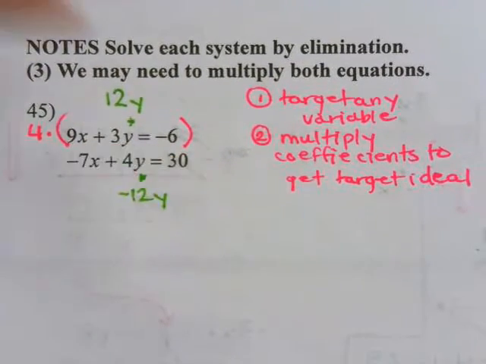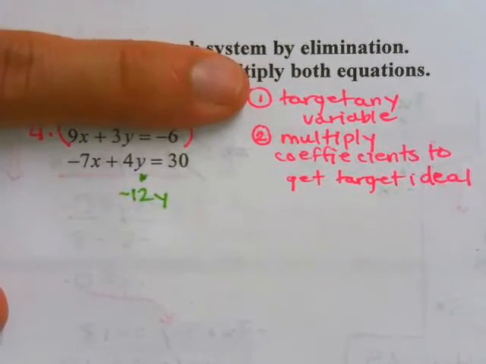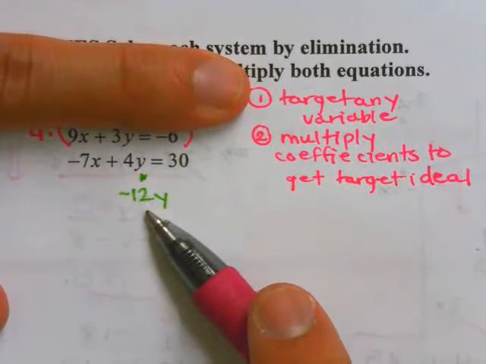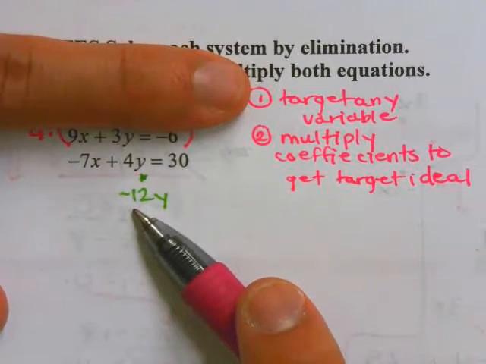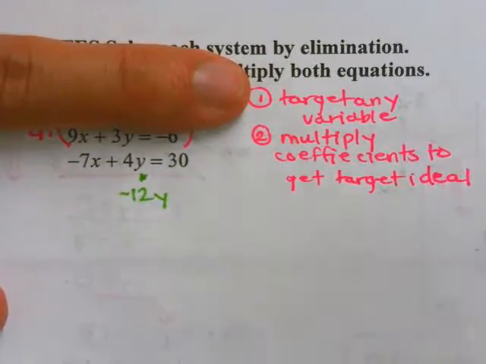Okay, then I'm going to move over to the bottom equation. Now take a look at 4 and how that changed. What are you going to multiply 4 by to make it a -12? -3. Okay.